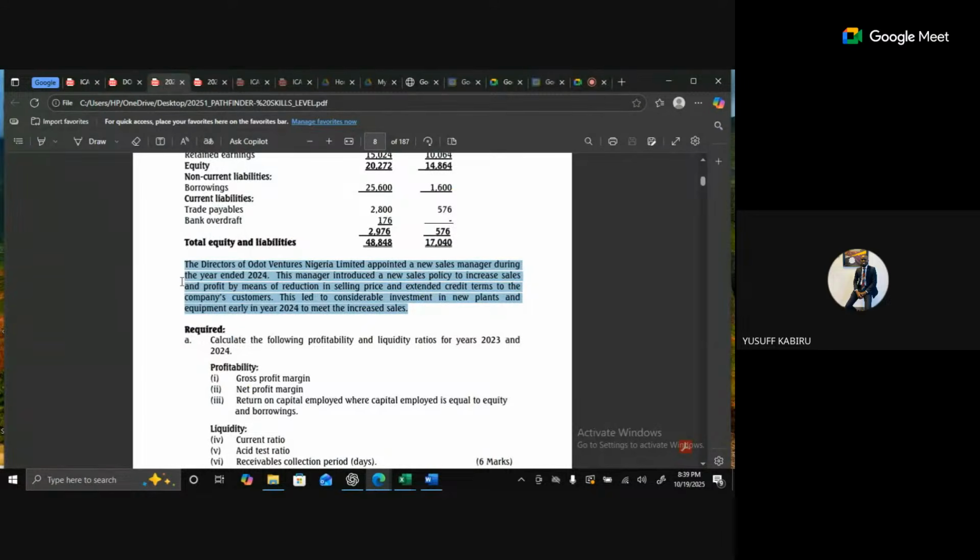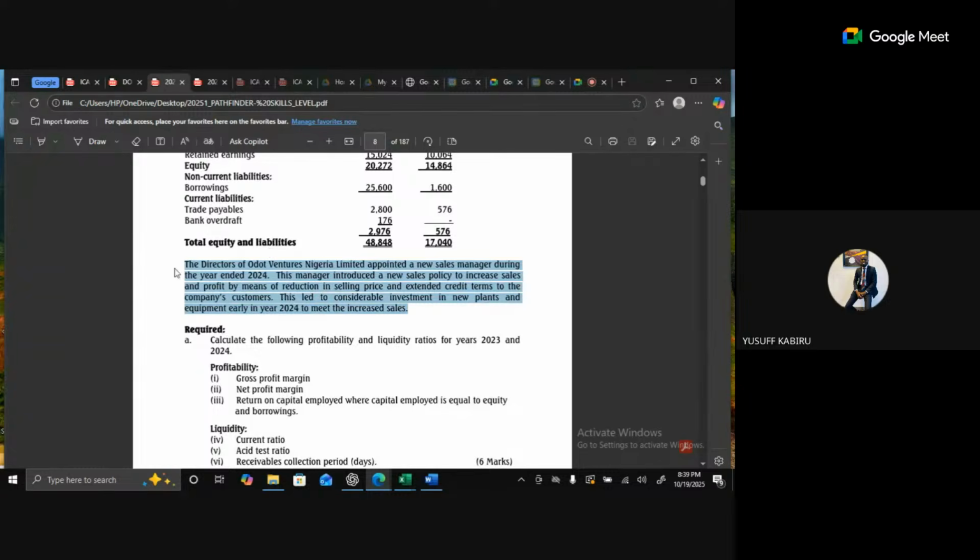So let's read the scenario. They said the director of Odots Venture Nigeria Limited appointed a new sales manager during the year 2024. The manager introduced a new sales policy to increase sales and profits by means of a reduction in selling price and extended credit terms to the company's customers. That means he starts selling on credit to customers in order to increase sales. So this led to considerable investments in new plants.